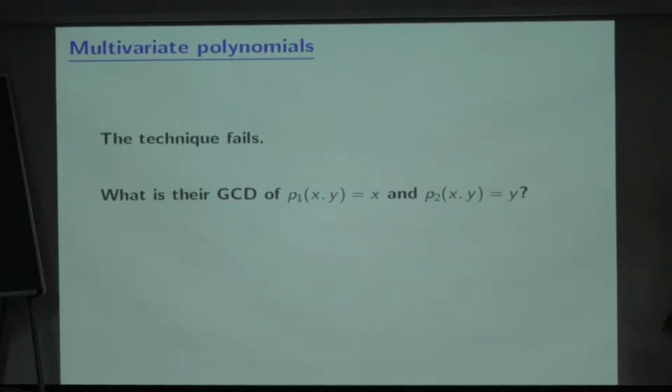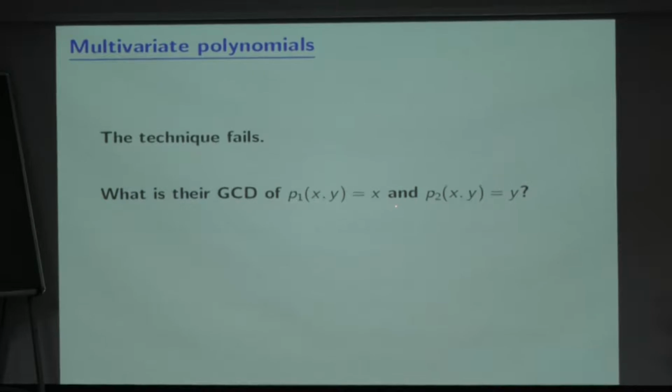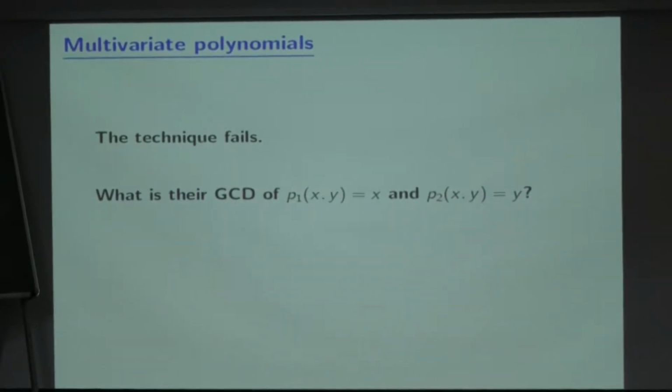Now we will try to generalize this for multivariate polynomials. Multivariate polynomials mean there are more than one variable, like x and y. Here is one example. Suppose P1 has x and y. Of course, x and y both may be present. In this case, the technique just fails. You cannot use that technique. You cannot even define GCD. For example, what is the GCD of this polynomial and this polynomial?